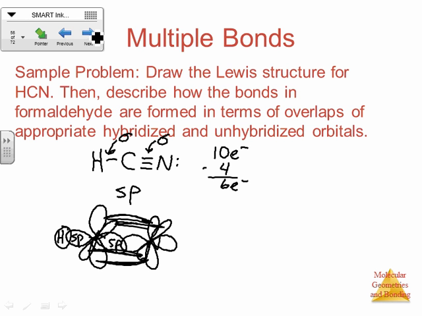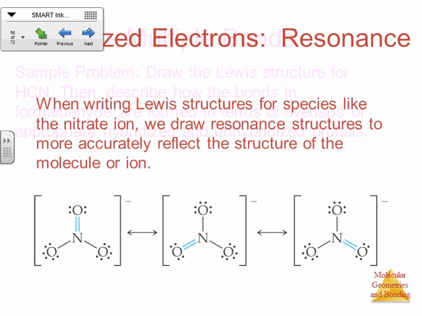Alright, so what we end up here with is a triple bond, okay? Here's your sigma bond, and here's your sigma bond. It gets messy when I try to draw these. And then your pi bonds are the ones between the parallel p orbitals. Okay? Hopefully that makes sense.